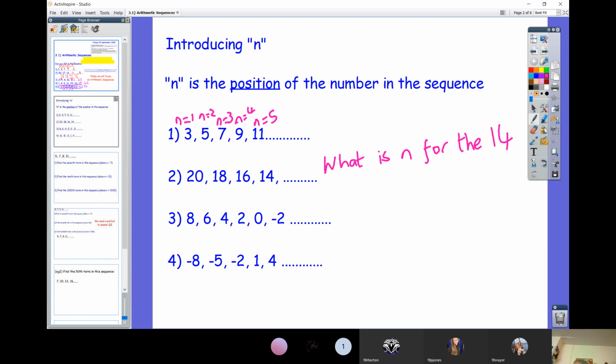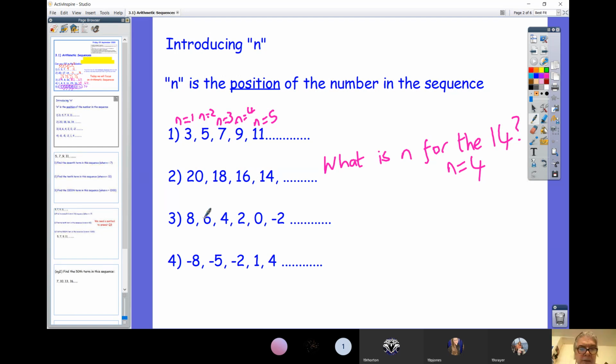Flo. As simple as that. So what is n for the 14? That is when n equals 4. It's fourth in line. For that second sequence, the 14 is when n equals 4. It's position number 4. Simple as that. So you don't have to write all these down. See if you can just write a few down until you get it.